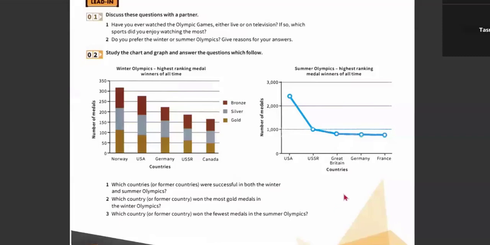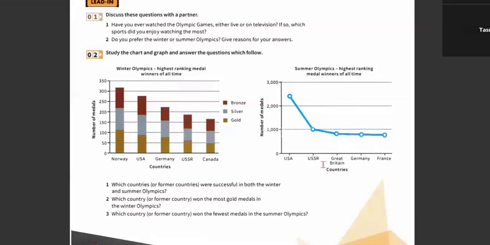Okay, now number two. Which country won the most gold medals in the Winter Olympics? Very easy. Norway won the most gold medals in the Winter Olympics. Excellent. Very good. Number three. Which country won the fewest medals in the Summer Olympics? France won the fewest medals in the Summer Olympics.